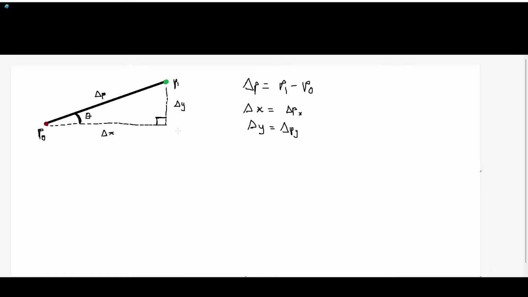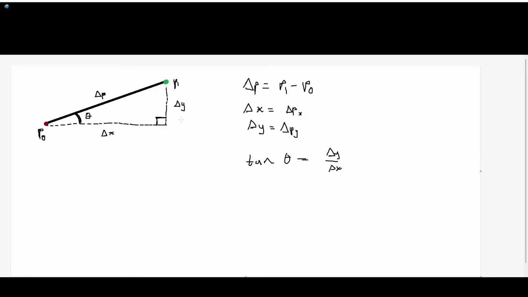We have delta x and delta y, but we need to know this angle right here, which is created by the difference between these two. We can get this angle by doing the tangent of delta y over delta x. Or, well, we can create an equation that relates this angle to the ratio of delta y and delta x. So we could do tan theta is equal to delta y over delta x.